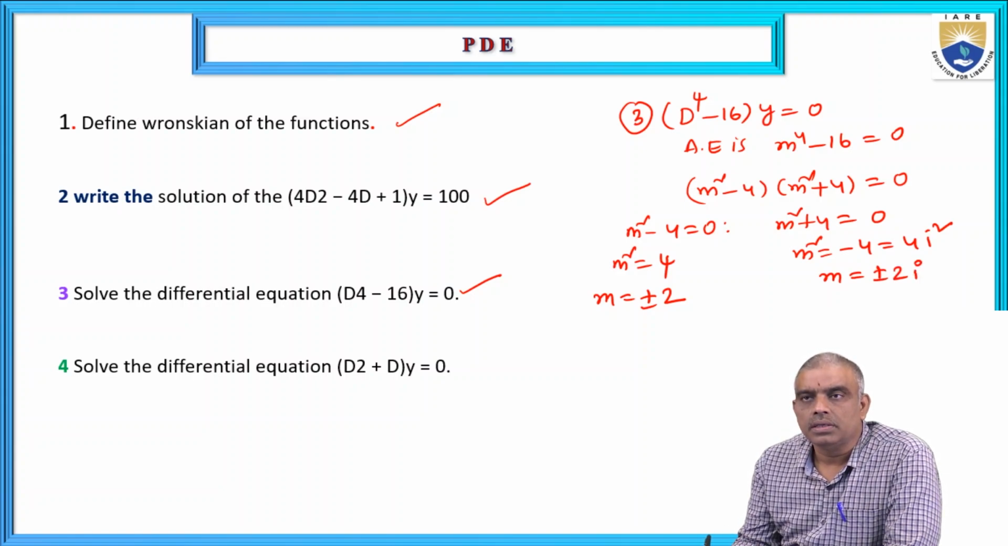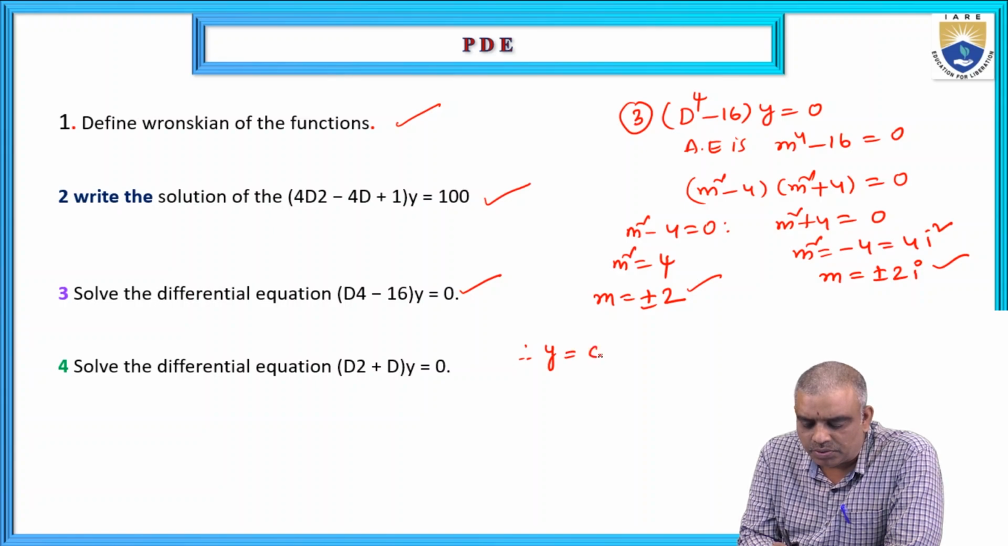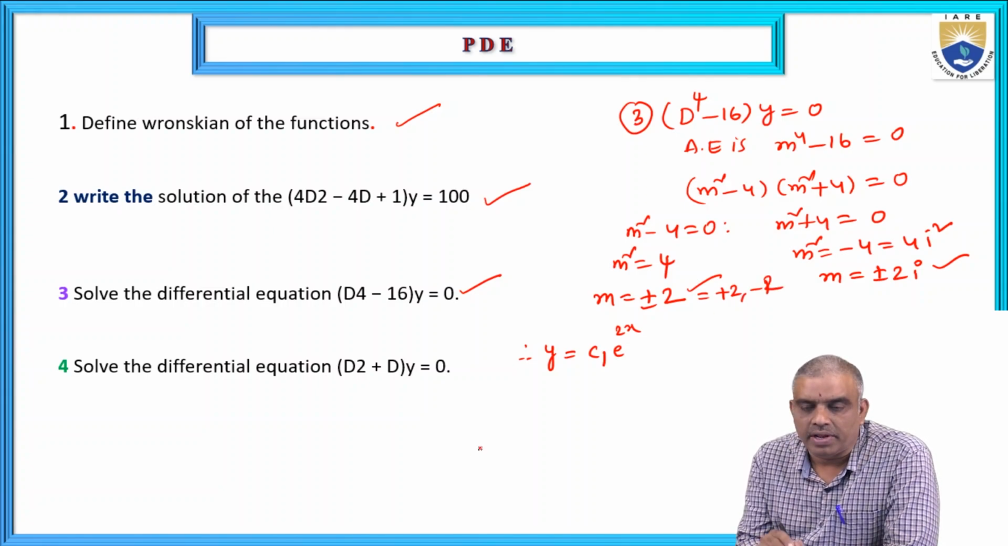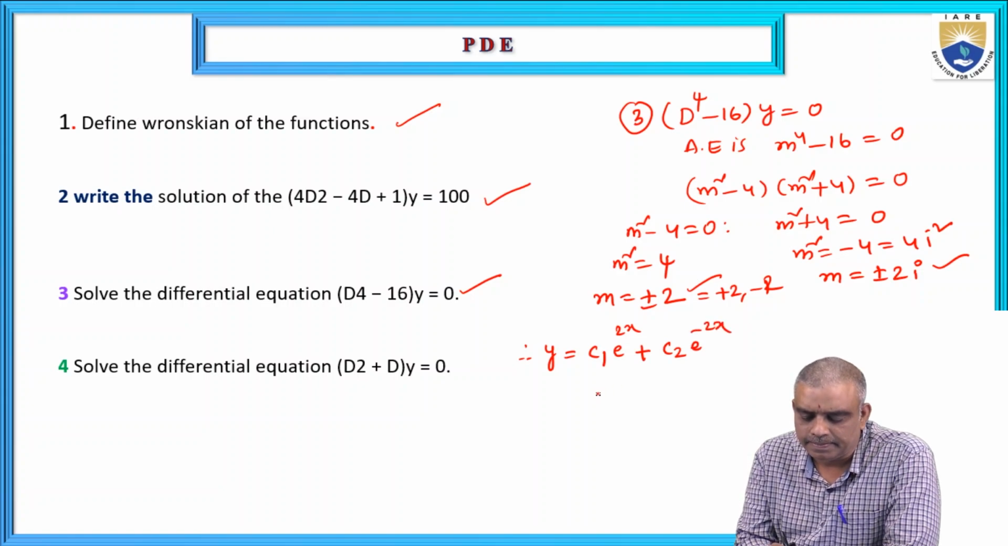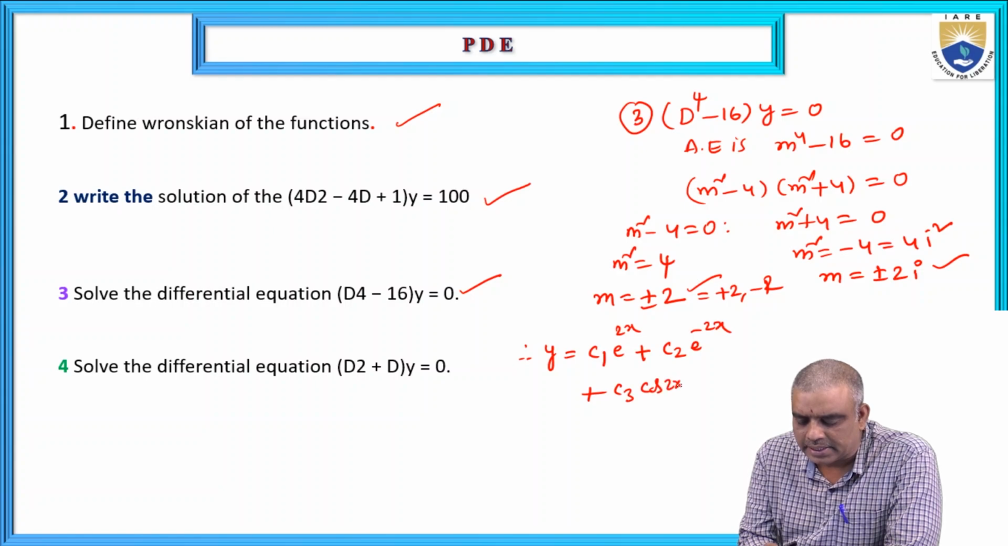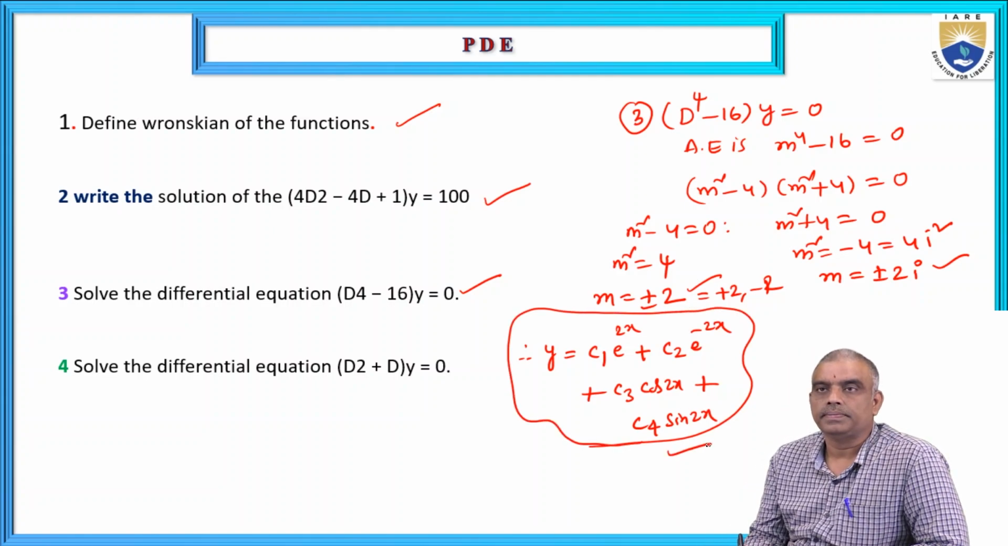Here the roots are complex roots. Here the roots are real roots. Therefore, the solution y is equal to c1 e power 2x. The roots are plus 2 and minus 2. First I am writing for the real roots c2 e power minus 2x plus e power 0x into c3 cos 2x plus c4 sin 2x. This is the required solution of the given differential equation.